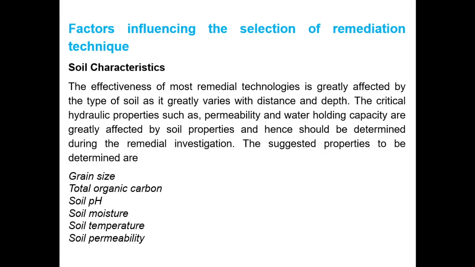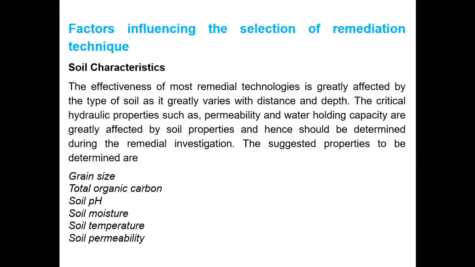So the soil samples from the site should be tested for grain size and they should be classified. Total organic carbon: the high organic carbon content increases the adsorption and reduces the solubility and volatilization of these compounds. This can reduce the efficiency of remedies such as soil vapor extraction and soil washing. High organic content also adversely affects the bioremediation and chemical oxidation, as this organic content exerts an excessive oxygen demand.